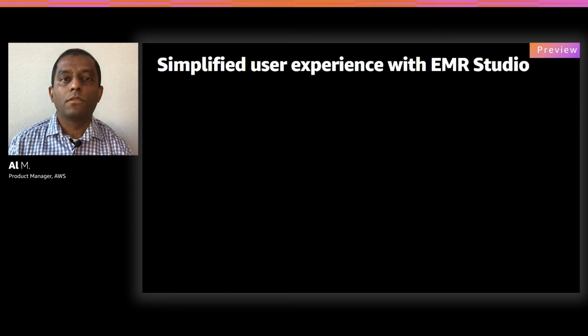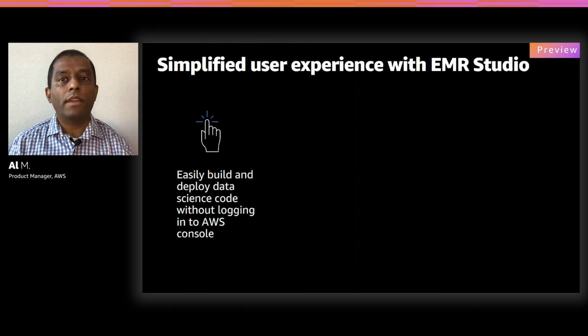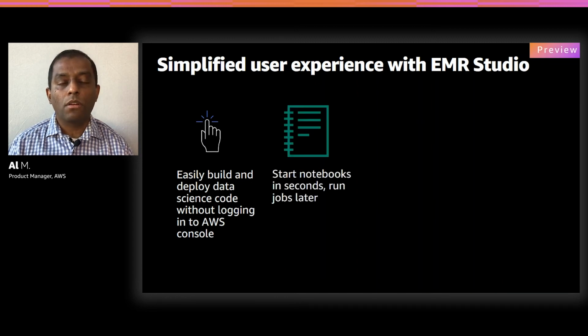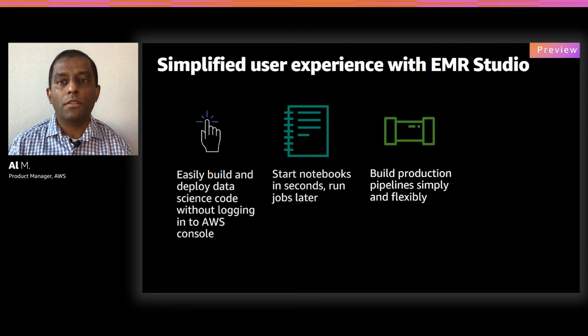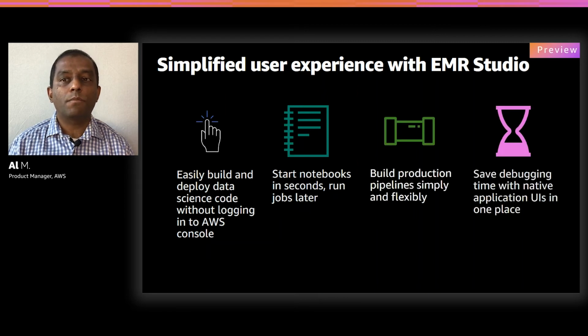EMR Studio enables you to get a single pane of glass for data science. Users can log in directly to their notebooks with their corporate identities. It's a single toolset for building and deploying applications. You can share notebooks via GitHub and other repositories, run pipelines with notebooks using Apache Airflow or AWS Step Functions, and you can simplify debugging with Spark UI and Yarn Timeline Service. Let's look at each of these closely.